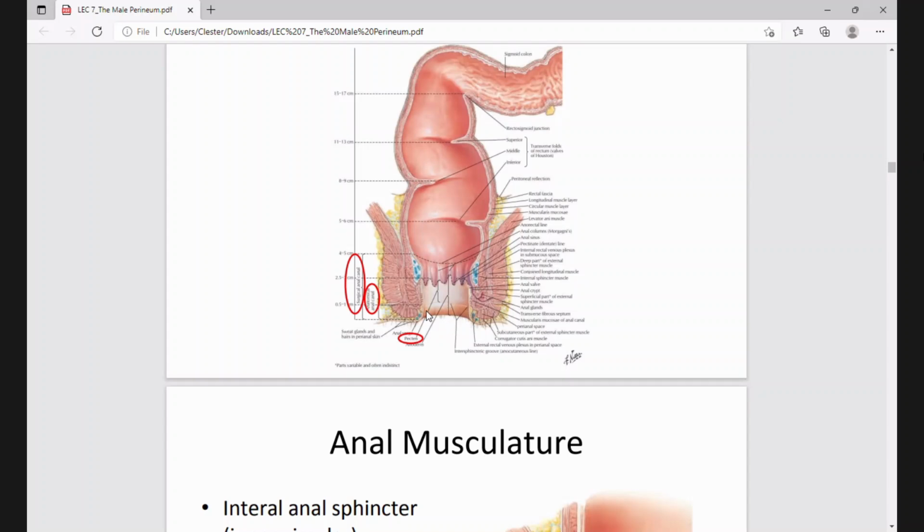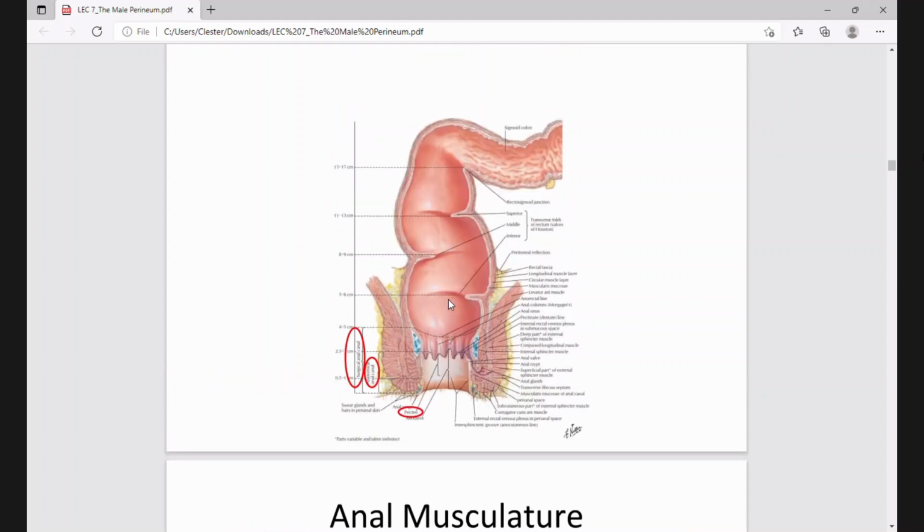Now, the demarcation between the upper and lower halves of the anal canal will be basically this sawtooth configuration of your pectinate line, or your dentate line in other books. So this will be the upper half, and this will be the lower half of your anal canal.